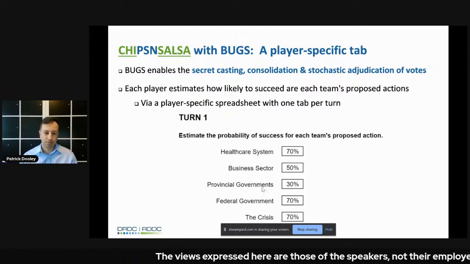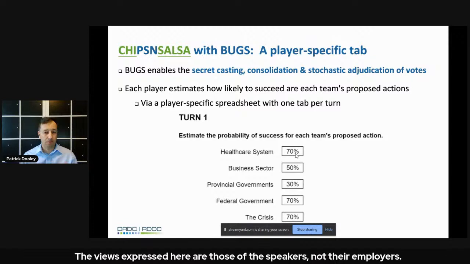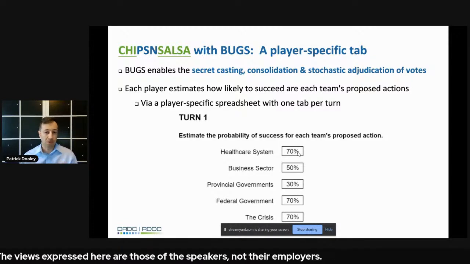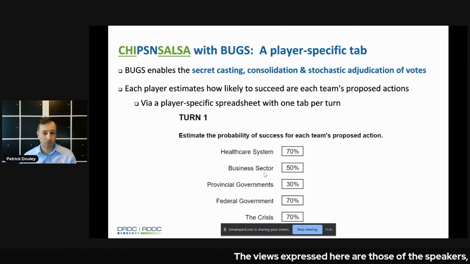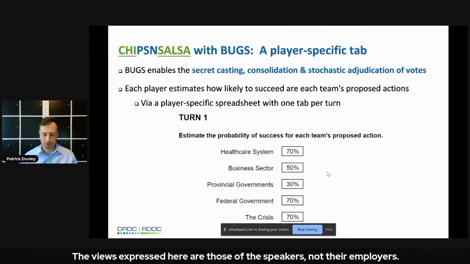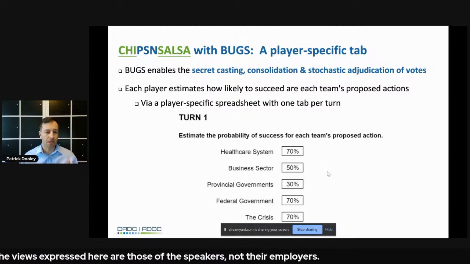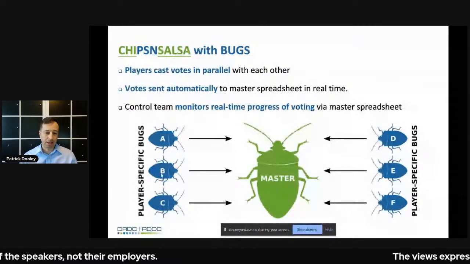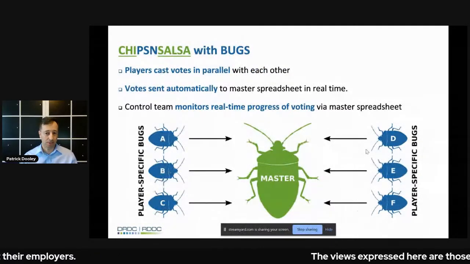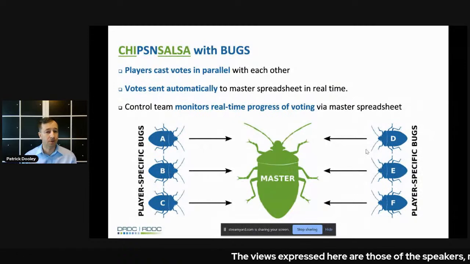So there are 5 teams listed here in the game, and the player will vote. He or she will provide an estimate of the likelihood that the action proposed by, say, the healthcare system will succeed, and how likely the business sector's action will be to succeed, and so on. Very simple, 5 votes. If we call that player A casting their votes, in parallel at the same time, all the other players in the game are casting their votes in parallel, so it's very fast.